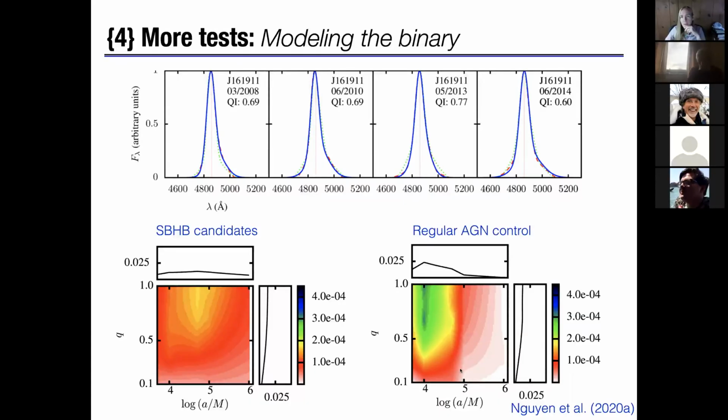And so what that means is you cannot use this to find binaries based on the shapes of their line profiles, because you can't distinguish them from what you would obtain from a regular quasar that's not a binary. But if you had a binary that you somehow had some confidence in its nature from something else, you could use this method to try to learn something about its properties.